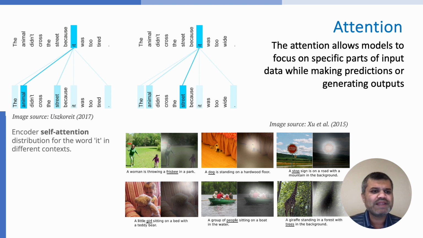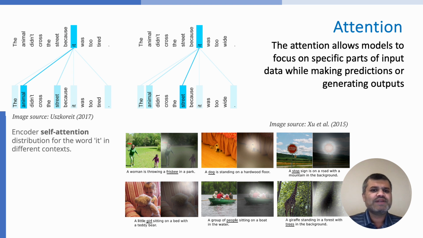Okay, for example, in the upper left corner, the animal didn't cross the street because it was too tired. So when it talks about "it", it needs to focus on the animal because "it" refers to the animal. However, in another sentence, the animal didn't cross the street because it was too wide. In this case, "it" refers to the street and not the animal. So the model needs to focus more on street.